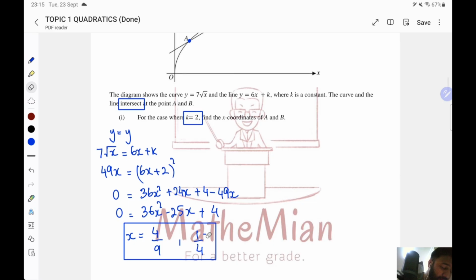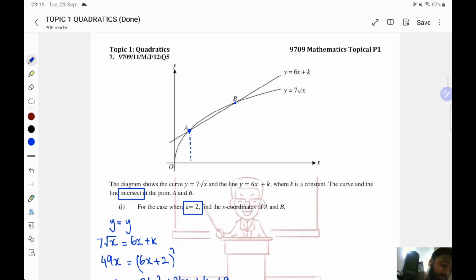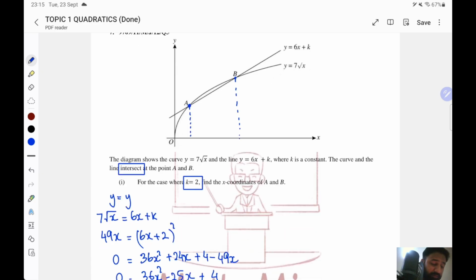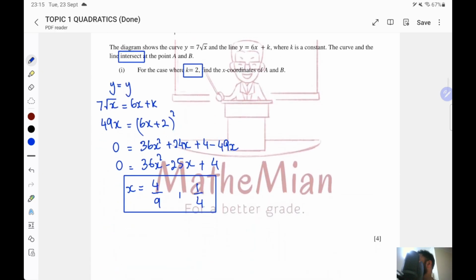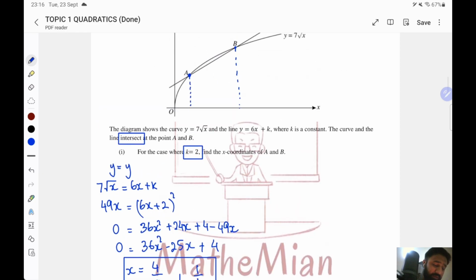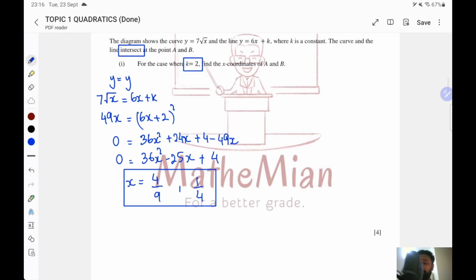Please be mindful of how to see if there is any incorrect answer. If you see over here, both values of x coordinates are supposed to be positive. So in case you see a negative answer, you should know that the values of x that you found out are not correct. Let's move forward. We already have the values of a and b. This one is going to be a, and this one is going to be the x coordinate for b.